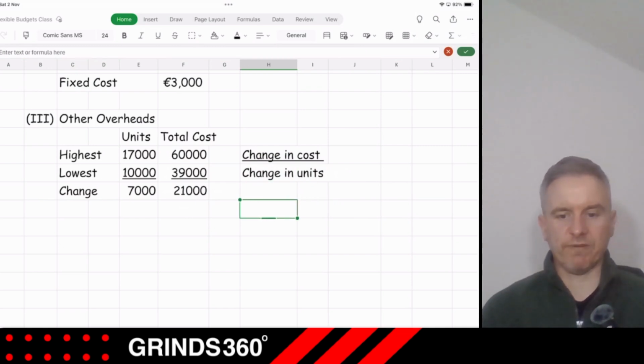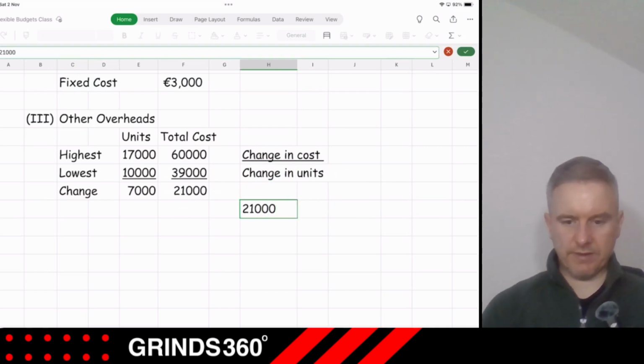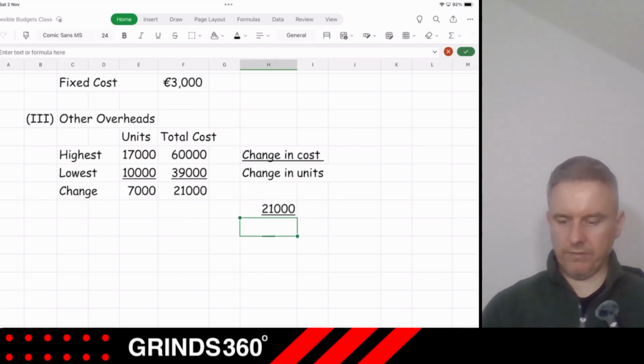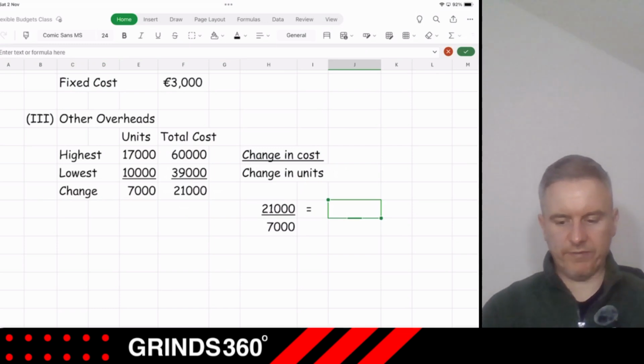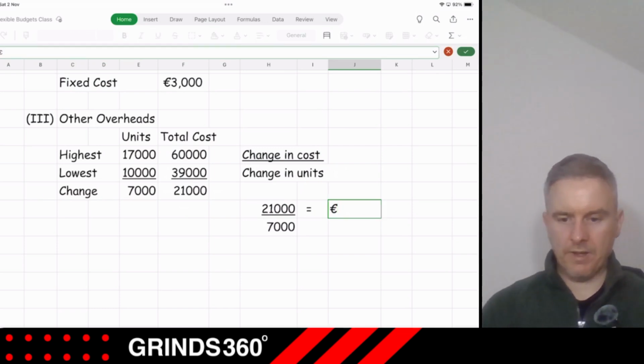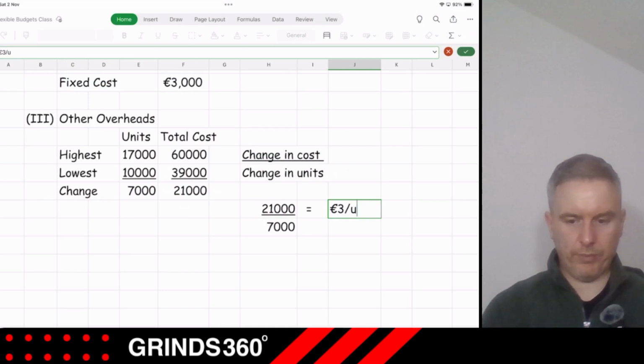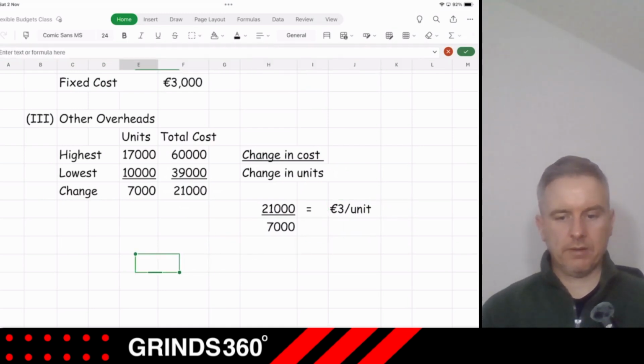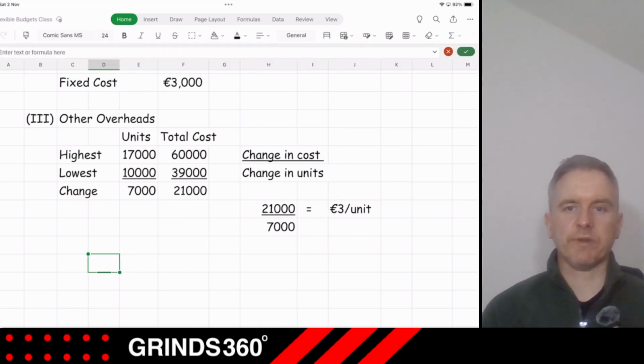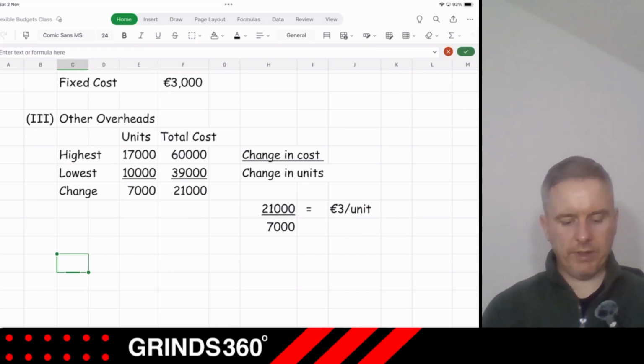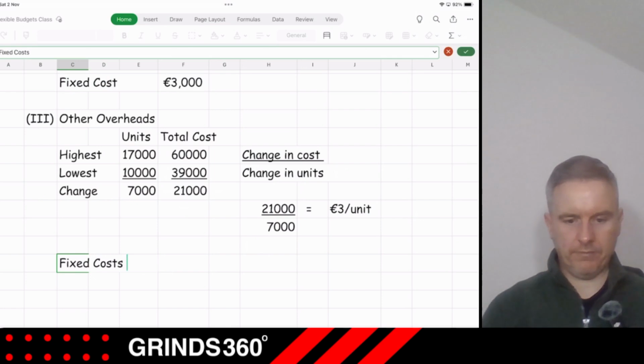This is how I calculate my variable cost per unit. So 21,000, and it's all over your 7,000. So again, you have it nicely set up for yourself then. So it's coming in at €3 per unit. What did I have to do next? I had to figure out what the fixed element was. So I know that my fixed costs are equal to my total cost minus the variable cost.